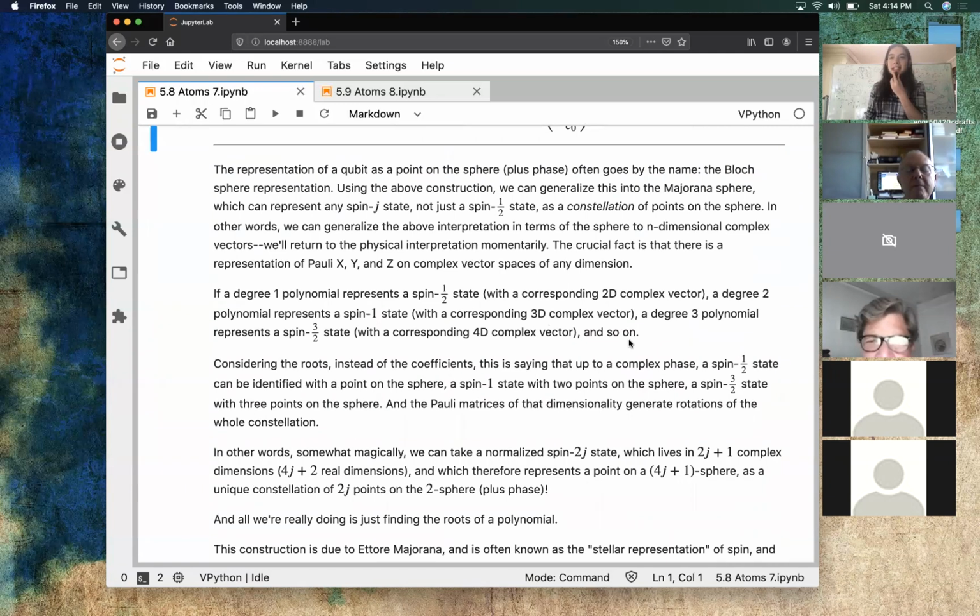What we can do now is consider the case of higher degree polynomials. And in the spin case, this turns out to be considering not just the spin half case, which is familiar in the normal Bloch sphere representation as just a point on the sphere plus a phase. Now we can consider arbitrary spin j states. And similarly to the case of the Bloch sphere, we can represent the spin j state as not just one point on the sphere, but as a constellation of points on the sphere. And the points are given by the roots of the polynomial.